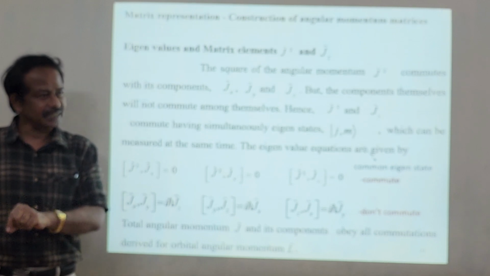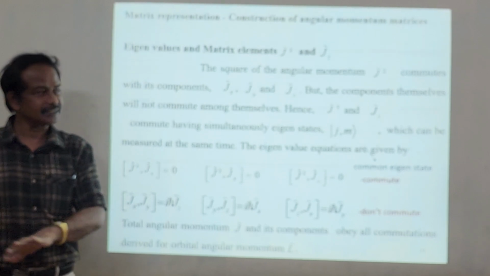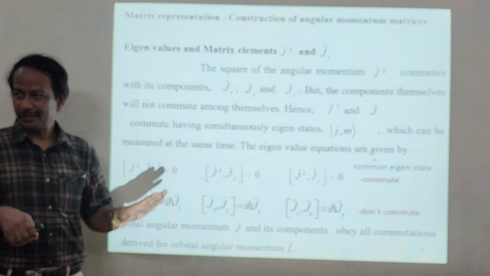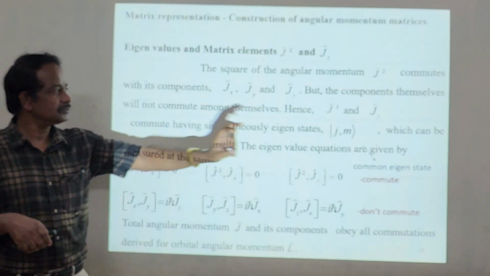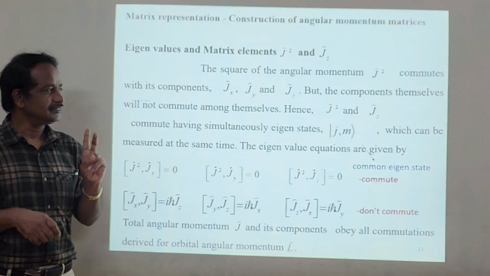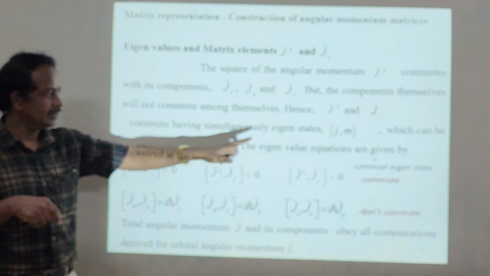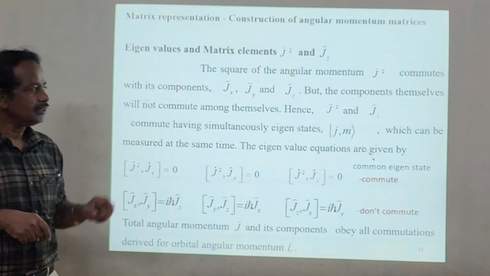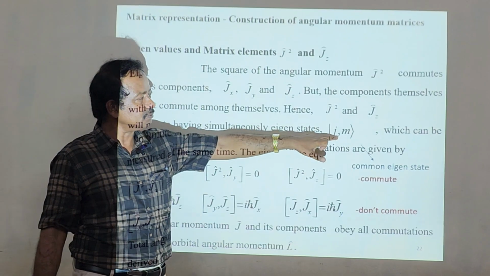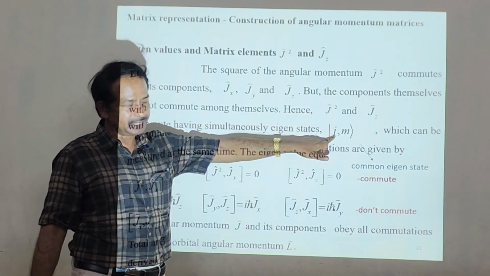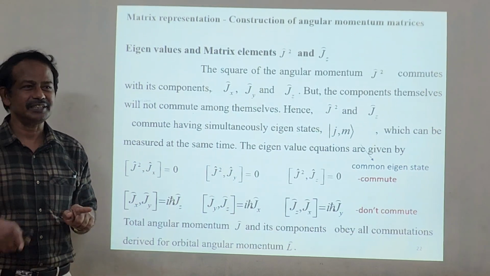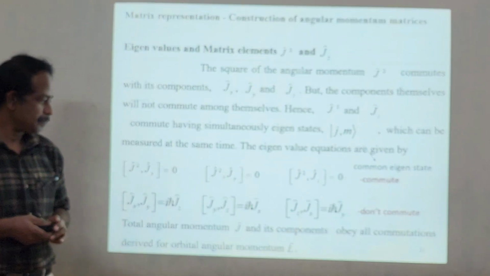Like psi, chi, phi, same state vectors. They are also state vectors. J comma m eigenkets, and two basis states are there, J comma m. So they will have common eigenstates. The eigenstate for J squared will be J comma m, and the same eigenstate will be for J z. So it implies they will have common eigenstates.